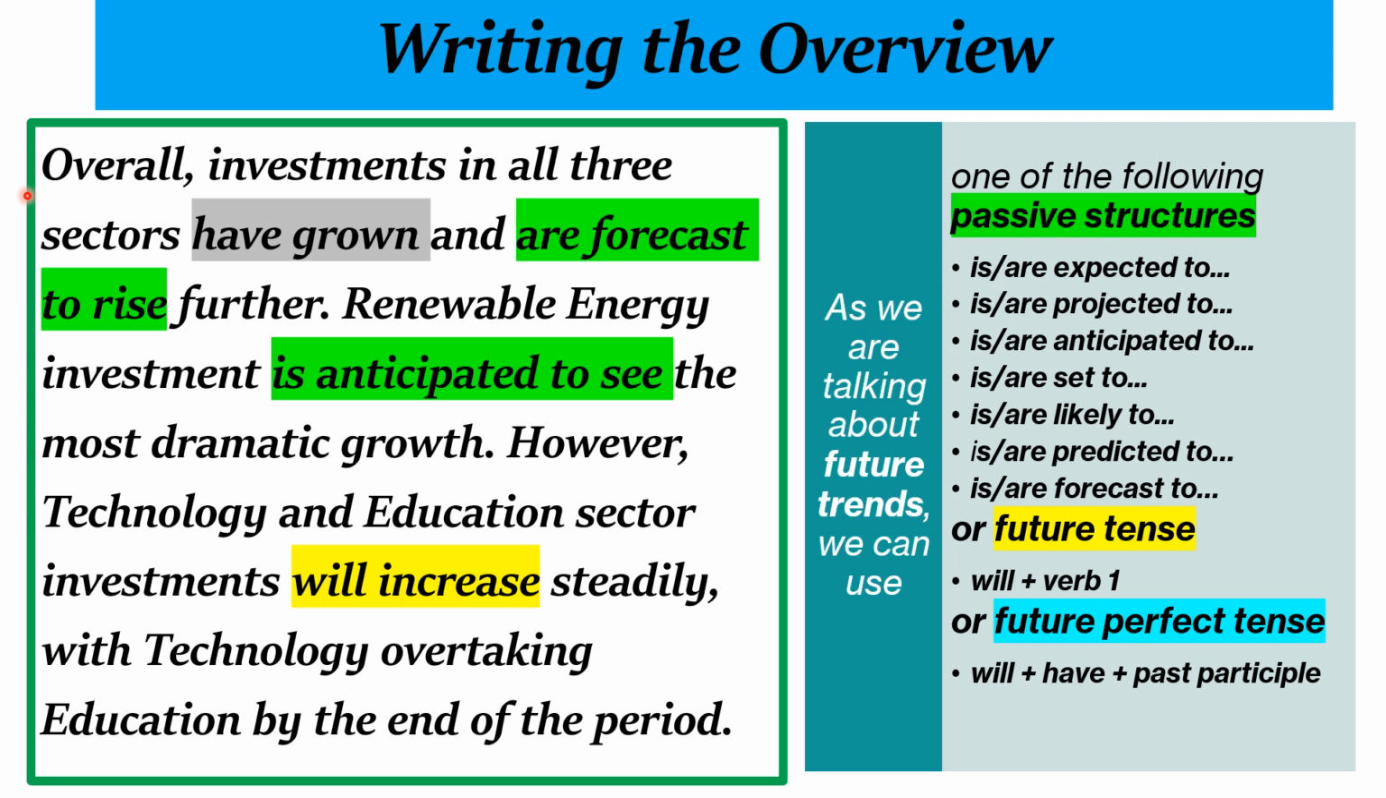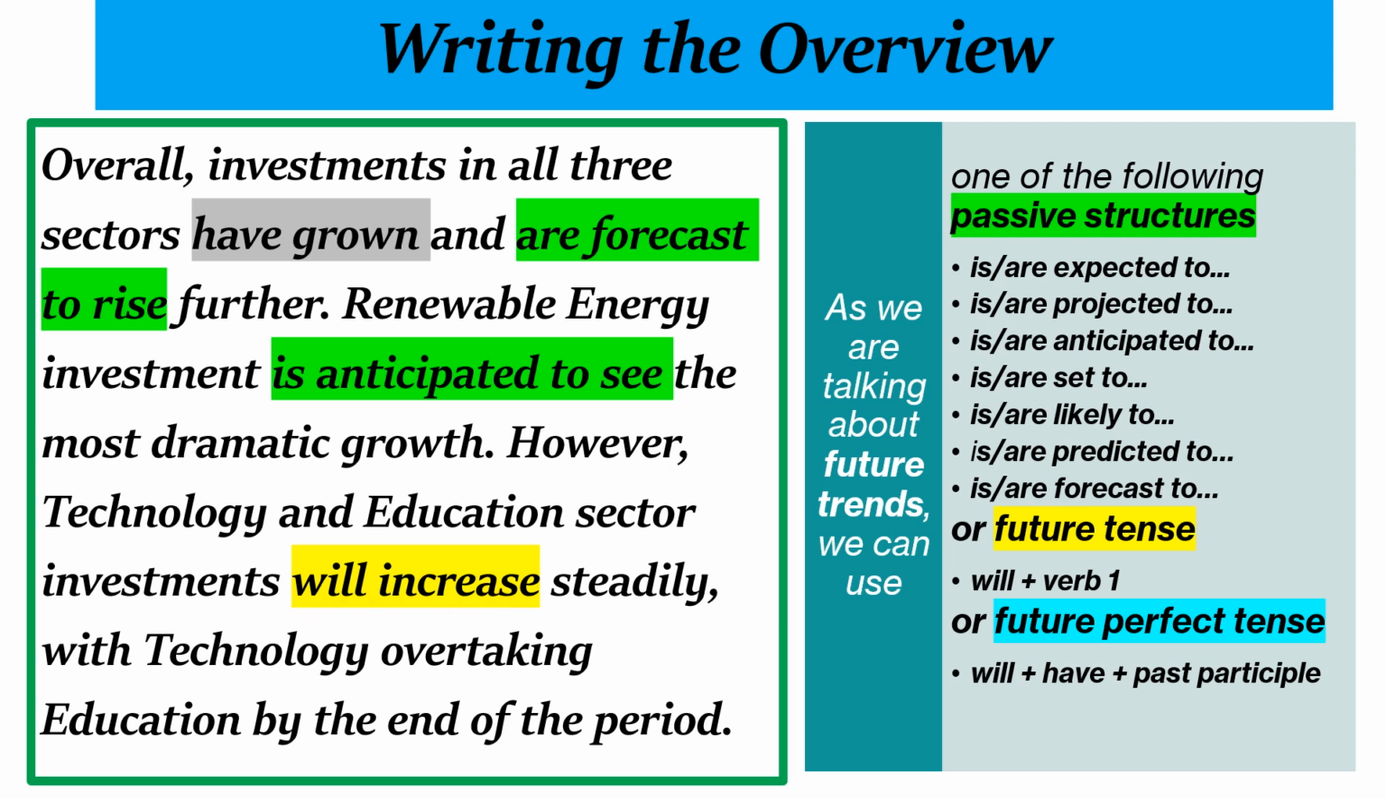For example, in this paragraph, we wrote, renewable energy investment is anticipated to see the most dramatic growth. Here, we used is anticipated to, which is a passive structure to describe a future trend based on data. In the same way, we wrote, technology and education sector investments will increase steadily. In this case, we used will increase, which is in the simple future tense, to describe a future trend.